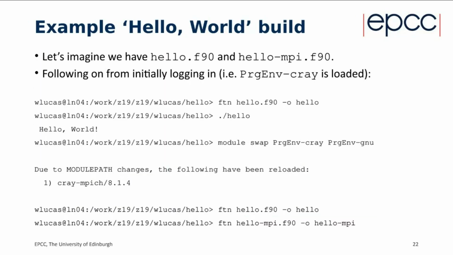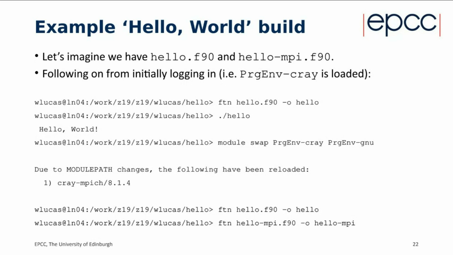Got a little example here. The most simple of simple examples, let's just try building Hello World. Let's imagine I am logged in again, and I've done nothing from initially logging in aside from that module list which I ran previously. I want to build my two programs: hello.f90, the simple print hello world program, and maybe an MPI version of it, both in Fortran.